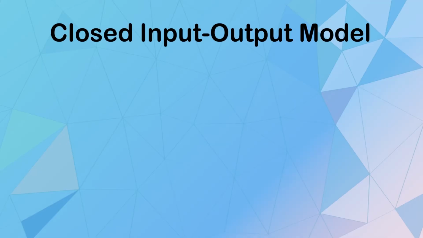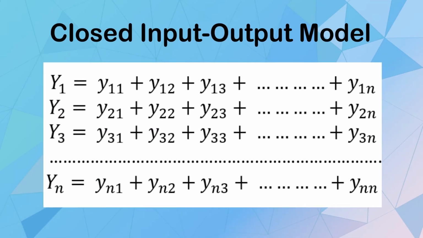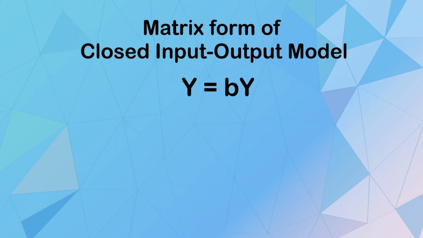If the model is closed, the column of final demand is absent. There exist only intermediate demands. That is, the output of all the industries will be produced only for itself or to be used by the other industries in the economy. And this will be the matrix form of the closed input-output model.